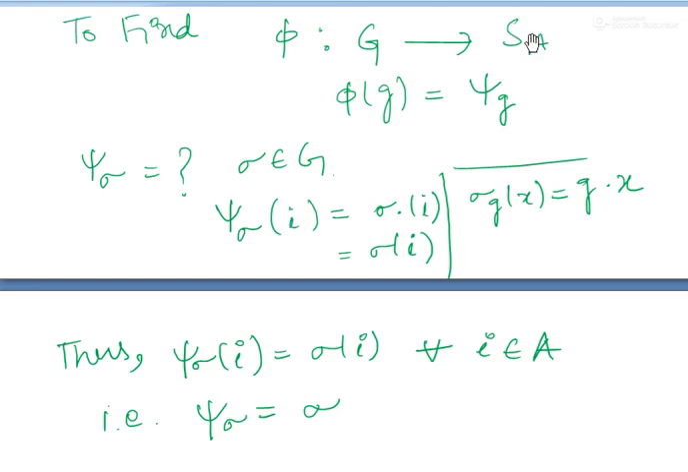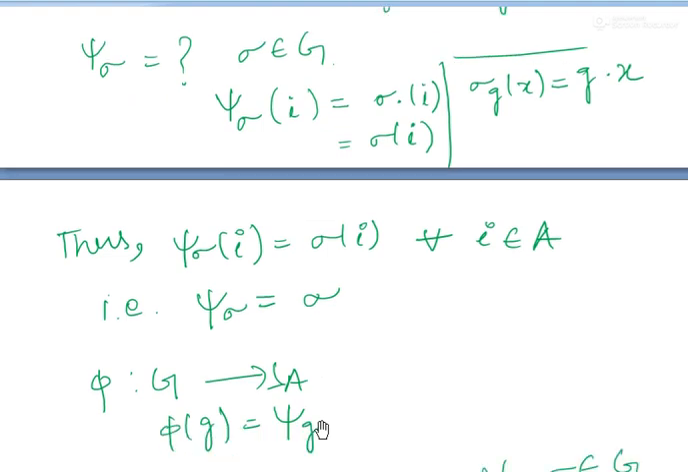So psi sigma will be a mapping from A to A because it belongs to SA. So psi sigma of i will be equal to sigma dot i, because we will use the definition of sigma g here: sigma g of x is equal to g dot x. For this you should know the first lecture, so we have directly used that definition of sigma g here. Sigma g of x is g dot x. So here psi sigma of i will be sigma dot i. And according to the definition of our group action, sigma dot i is nothing but sigma(i). So psi sigma of i is equal to sigma(i) for every i belonging to capital A. What does it mean? Psi sigma is equal to sigma.